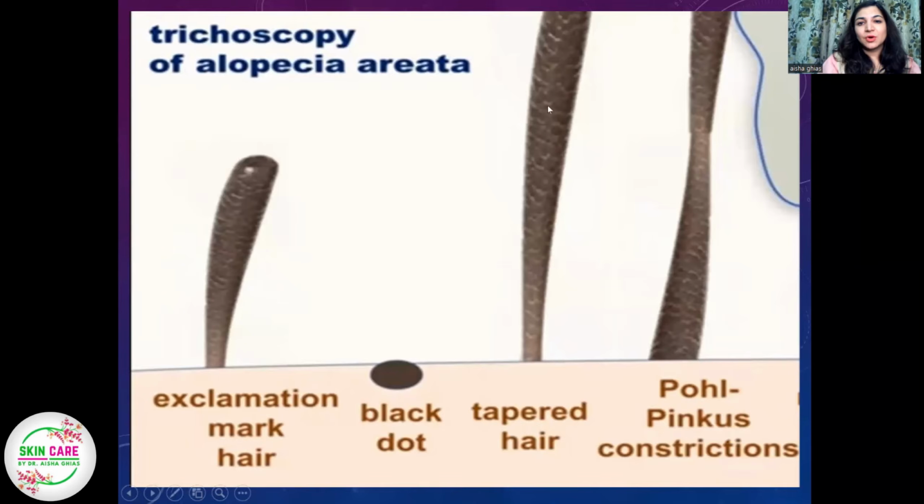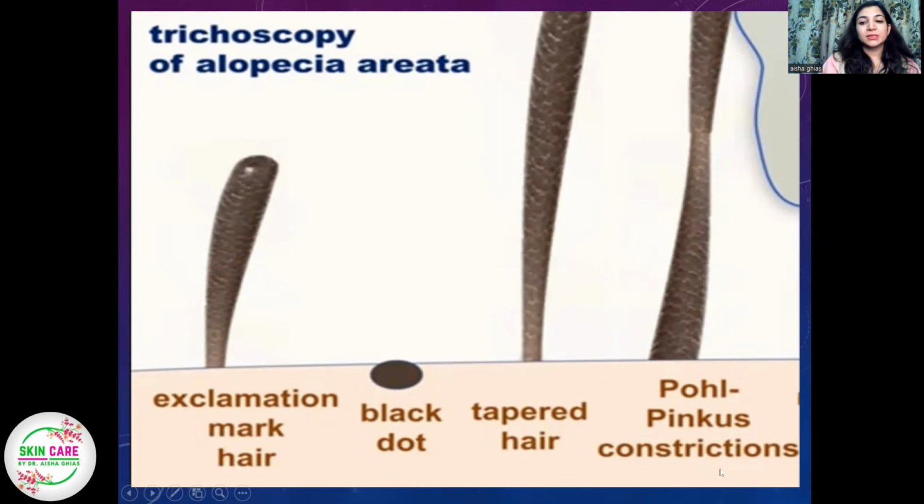And then some of the hair might not be visible totally in your field of vision, and you see the thicker hair distally and the thinner hair proximally. These are called tapered hair. They are not called exclamation mark hair. You can only label a hair as exclamation mark hair if it is visible completely in your field of vision. If it's not, you call it a tapered hair.